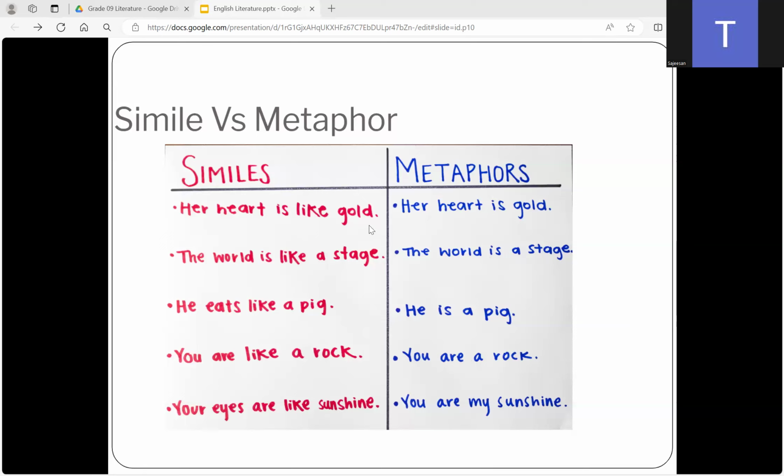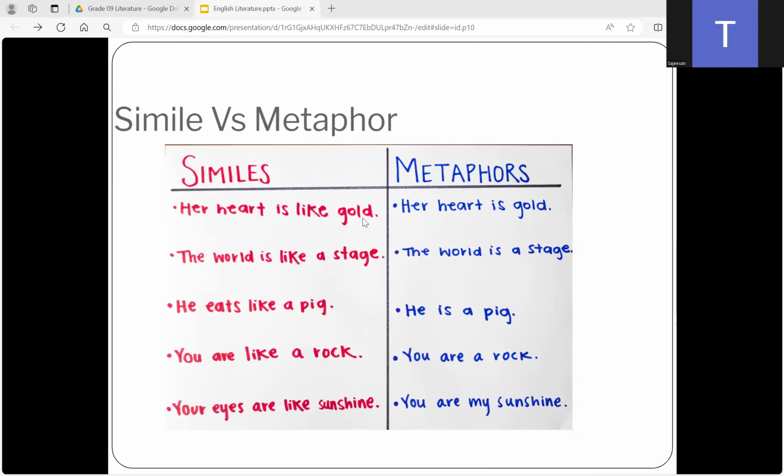Her heart is like gold. But here, her heart is gold. So here, the heart is totally figurated as gold. But here, the heart is like gold. The common factor is that her heart is very nice. Very nice means a good-natured man, or she is a good-natured girl. So her heart is very precious.